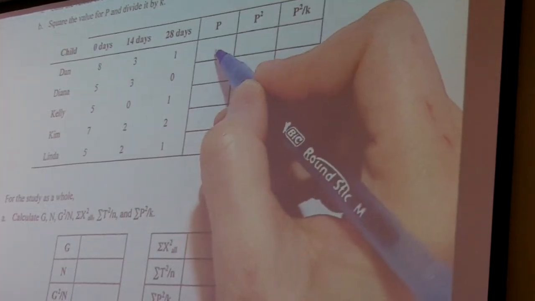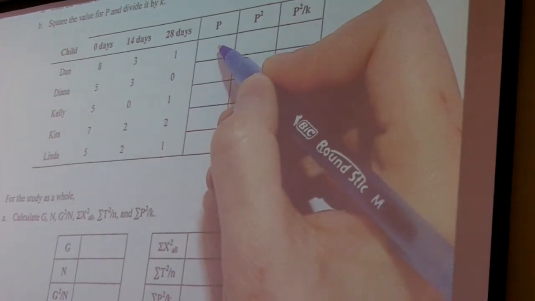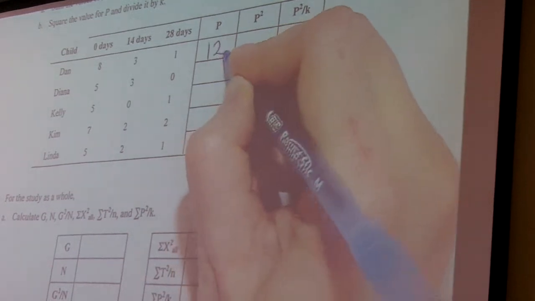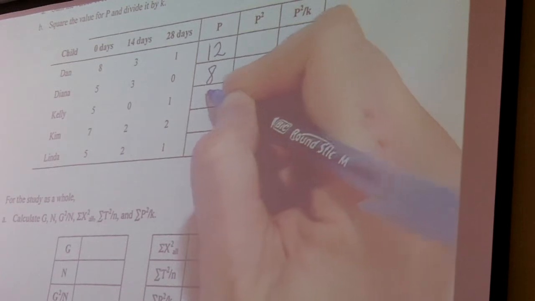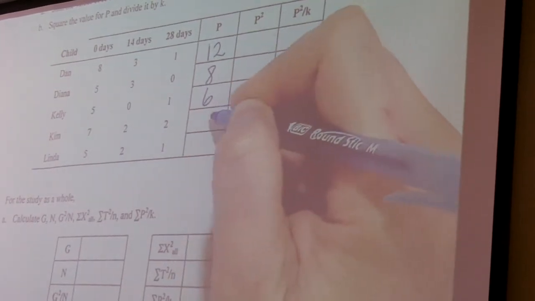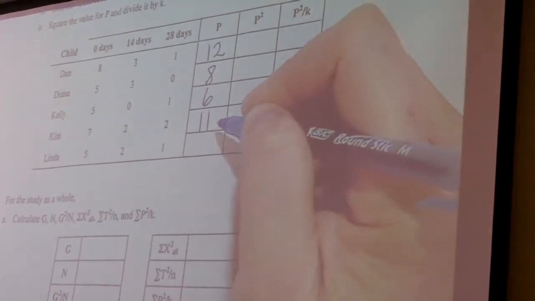Does anybody have a big P value for Dan? 12. And for Diana? 8. And for Kelly? 6. And for Kim? 11. And for Linda? 8.